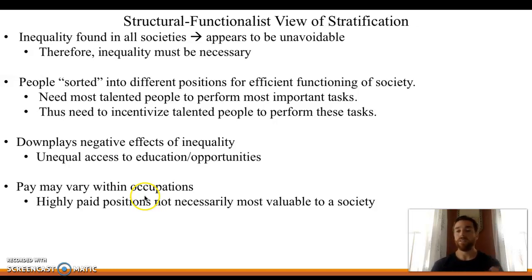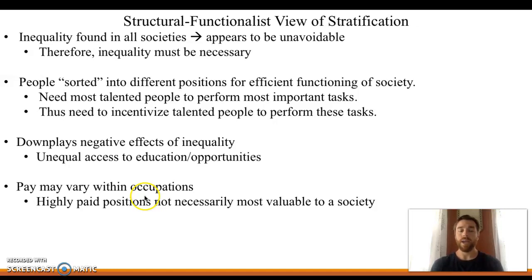Now, of course, it's going to be extremely flawed in a number of ways. One is it doesn't help us better understand inequality. It also doesn't help us understand how not everyone has the same access to opportunities that makes you a candidate for these higher achieving positions.